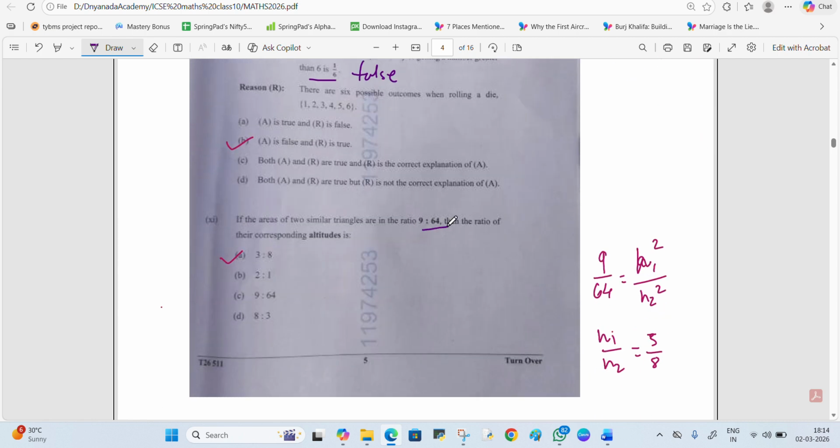The ratio of areas of similar triangles is 9:64. Then what is the ratio of the corresponding altitudes? It is dependent on the ratio of their side square or altitude square. So just h1 square upon h2 square you can say. Then what will be the ratio? 3:8.